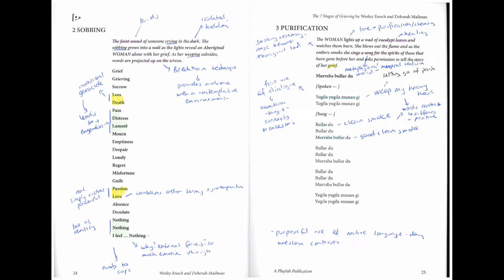Scene 2. Sobbing. The faint sound of someone crying in the dark. The sobbing grows into a wail as the lights reveal an Aboriginal woman alone with her grief. As her weeping subsides, words are projected up on the screen.